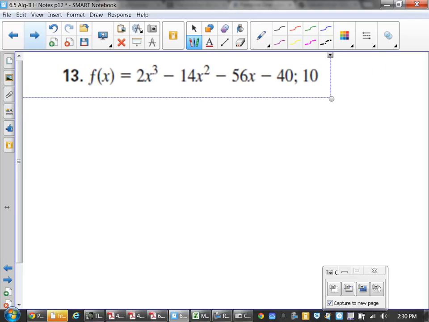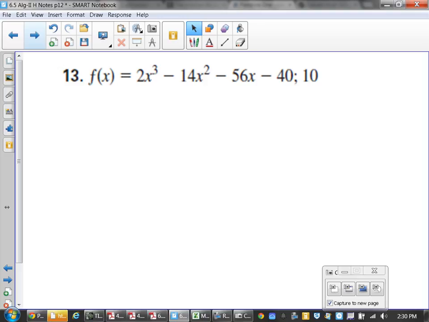Find all my zeros of this one, please. You are given 10 is a 0. It said that in the instructions. I just moved it around so you can see it a little bit better. 10 is a 0 of the function. So if 10 is a 0, what is its term? x minus 10. Good. Please find all other possible zeros.